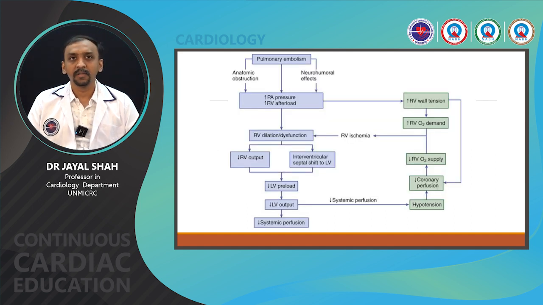This is just a brief pathophysiologic basis of pulmonary embolism, which basically leads to an increase in the PA pressure and an increase in the RV afterload. This leads to RV dilatation and dysfunction, and ultimately decreases the LV preload and LV output. This leads to systemic hypoperfusion as well as decreased coronary perfusion, which leads to RV demand supply mismatch and generation of RV ischemia.